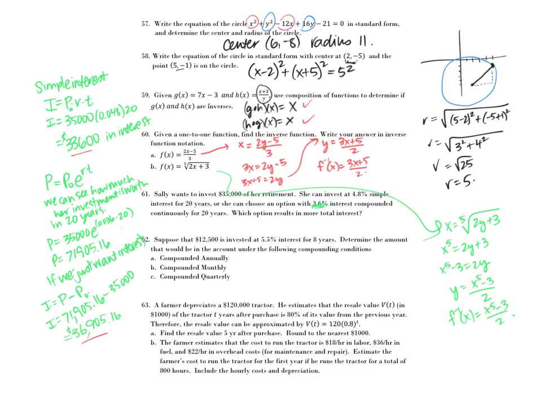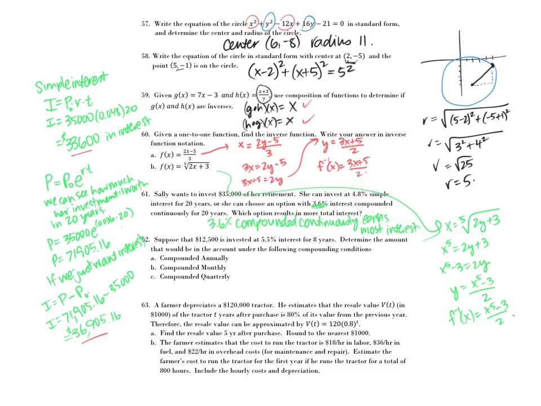Okay, so if we compare the two, that was $33,600. This is $36,900. So the better option is the 3.6% compounded continuously; it earns the most interest.